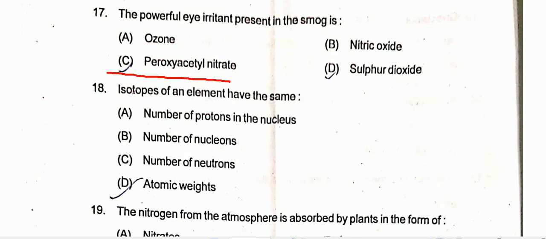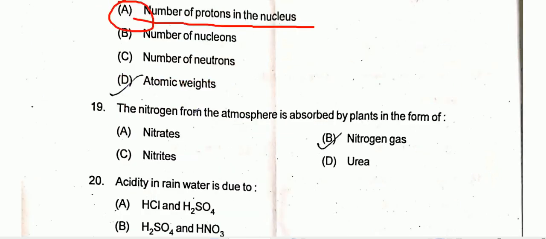Question number 18. Isotopes of an element have the same number of protons in the nucleus. So option A is the correct one. Question number 19. The nitrogen from the atmosphere is absorbed by the plant in the form of nitrates. Option A is the correct one.